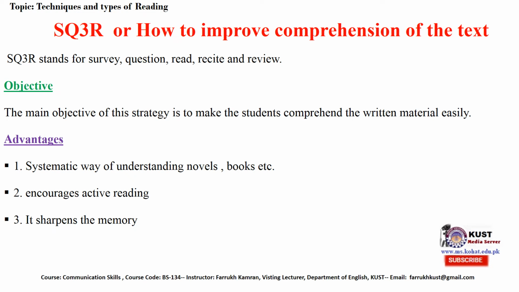The strategy has the following advantages. The first advantage of the SQ3R method is that it provides a systematic way of understanding novels, magazines, texts, books, and other reading assignments. It encourages active reading. In active reading, the reader puts questions to himself to seek information. It connects the reader with the topics he has already read. It sharpens the memory. It helps retain the material in the reader's brain.